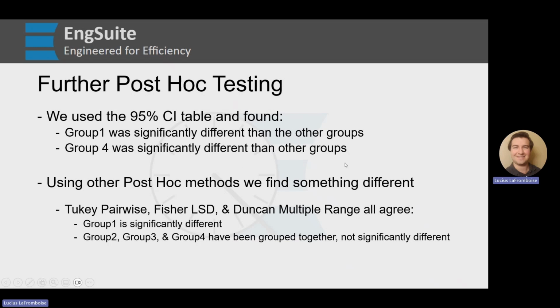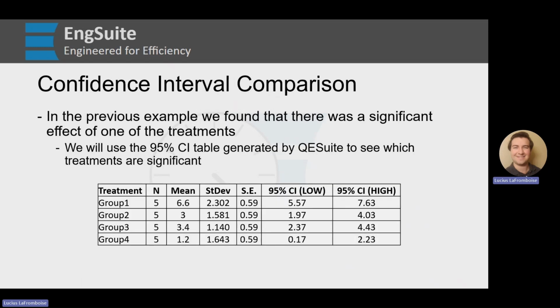So we do want to use other post hoc methods, because we find something different. The Tukey pairwise, Fisher LSD, and Duncan multiple range all agree group 1 is significantly different, but group 2, 3, and 4 have been grouped together and are not significantly different. Now, if you remember from that previous slide, I'll go back to it here, there is a significant difference between group 3 and group 4.